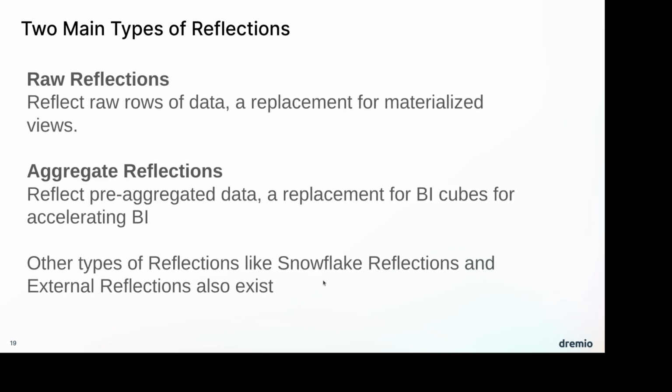And the thing is that Dremio gives you two main types of reflections. So basically, they fall into two sort of categories. There are other types of reflections, and I'll give them a brief mention in a second, but there are raw reflections. Think of raw reflections as something you would use in place of materialized views. A raw reflection is essentially making a materialization of the raw results, so the raw rows of data.